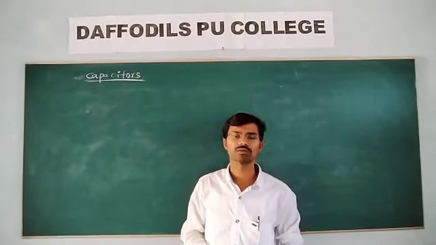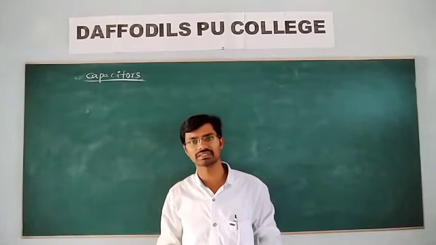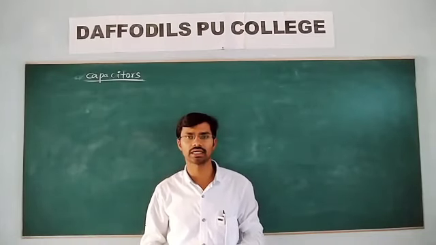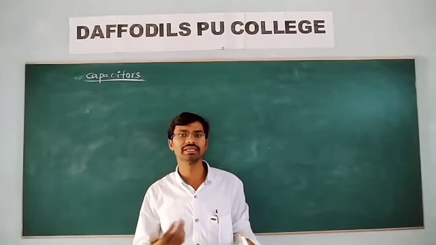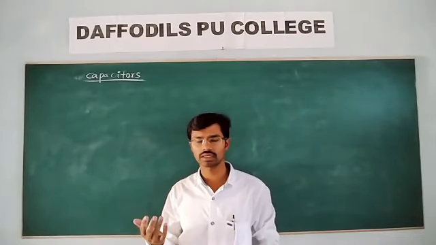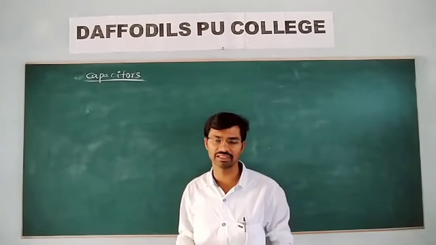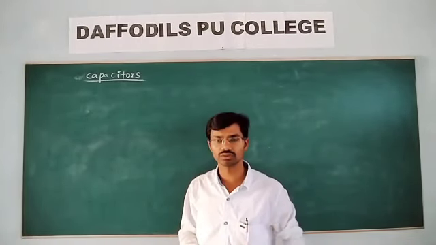Then remember what happens to the capacitance of a parallel plate capacitor when we introduce the dielectric: the capacitance increases to k times. See, capacitance is k epsilon naught A by d. That means the capacitance is increased to k times the previous value.